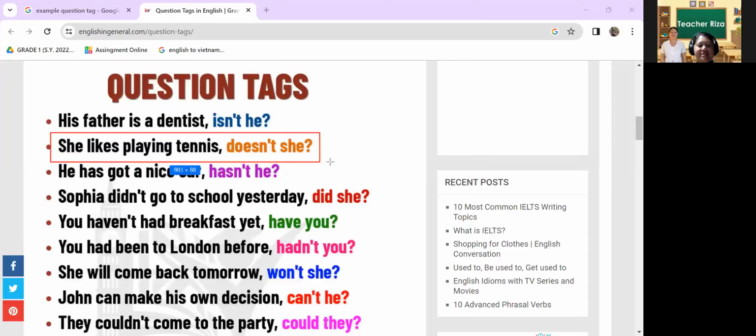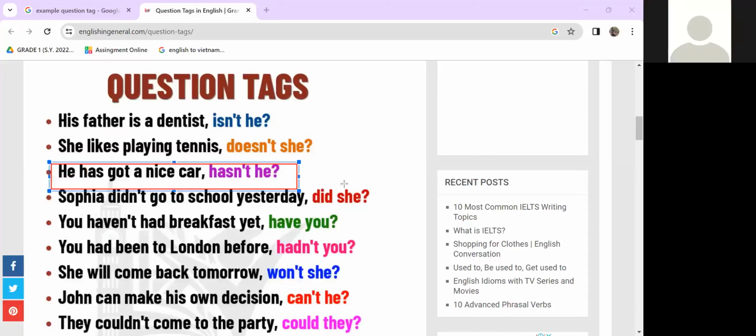How about the second sentence? She likes playing tennis, doesn't she? Okay, so what is the statement? She likes playing tennis. How about the question tag? Doesn't she? Okay, very good. So, how about the third sentence? Okay, please read. He has got a nice car, hasn't he? Okay, very good. So, how about the statement? Can you please tell me the statement?